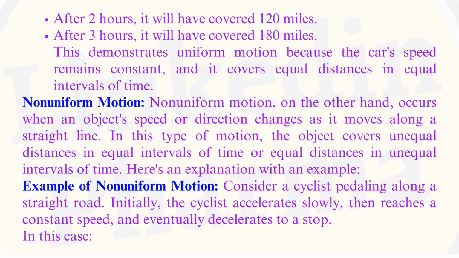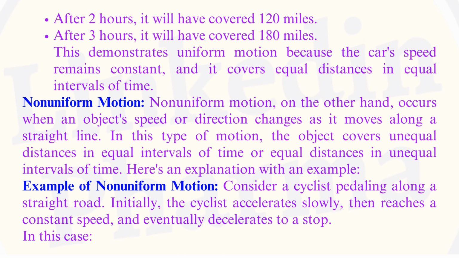Non-uniform motion. Non-uniform motion, on the other hand, occurs when an object's speed or direction changes as it moves along a straight line. In this type of motion, the object covers unequal distances in equal intervals of time or equal distances in unequal intervals of time. Here's an explanation with an example.